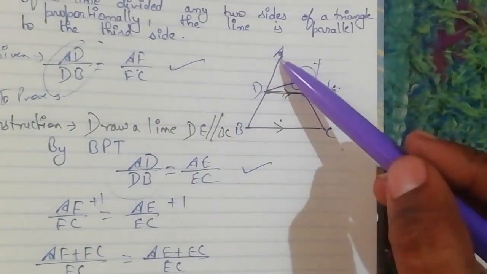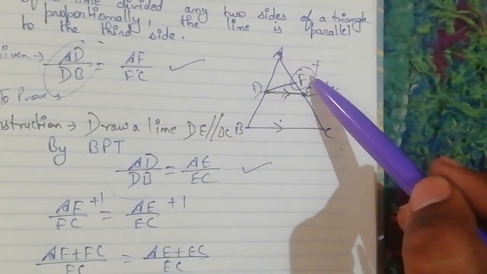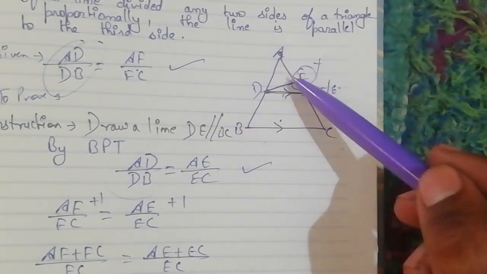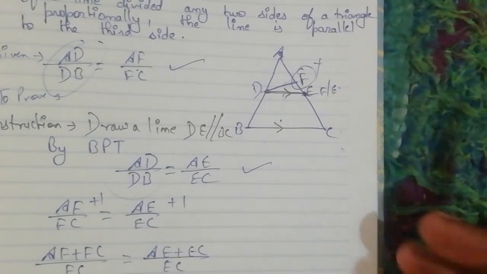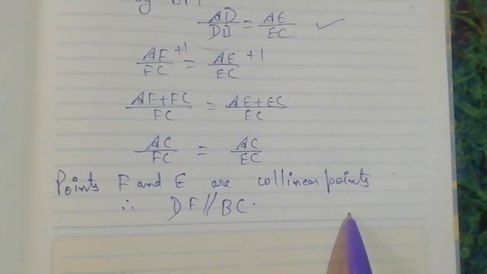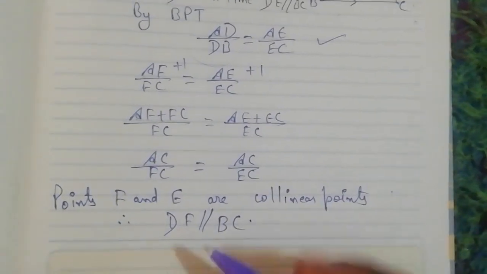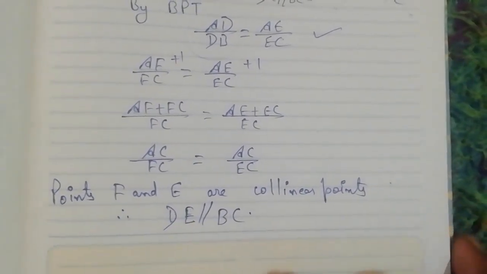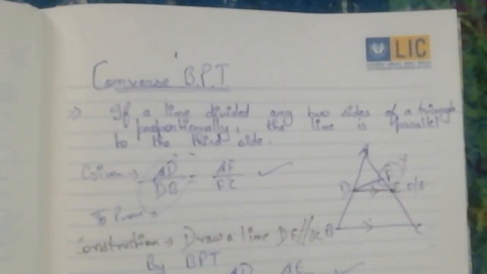And previously from the statement we have taken that DF is the line and it is dividing in the same ratio, so AD upon DB is equal to AF upon FC. And from the conclusion we have that F and E are collinear points, so DF is parallel to BC, or DE is parallel to BC. Okay, so this is the converse of BPT.